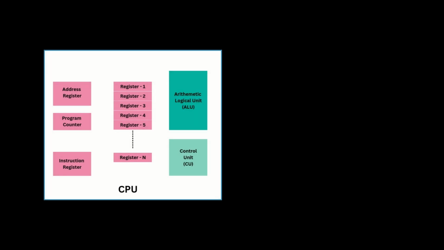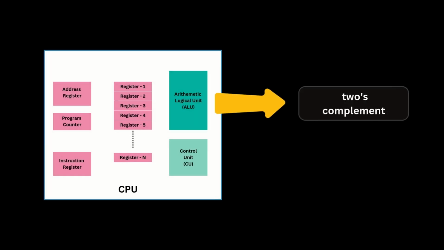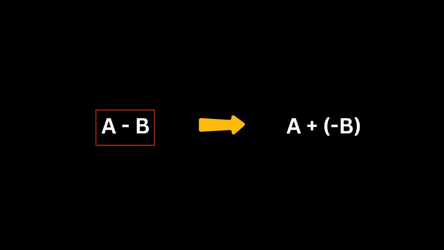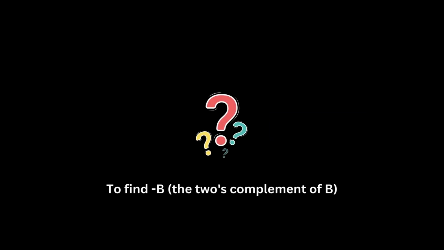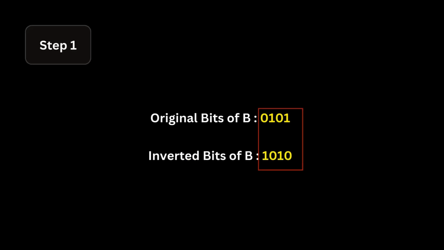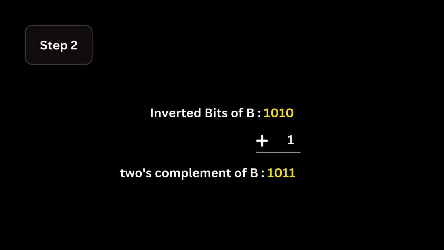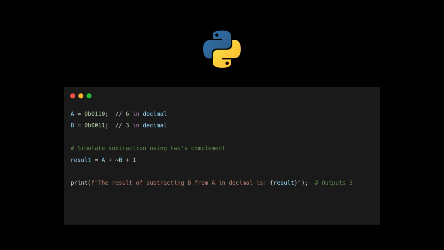In an ALU, subtraction is often handled using a method called 2's complement, which allows subtraction to be performed as an addition operation. To subtract b from a, you can convert it into addition. A minus b equals a plus negative b. To find negative b, or the 2's complement of b, you can do it in 2 steps. Step 1, invert all the bits of b, and step 2, add 1. Here's the Python code that demonstrates this implementation.